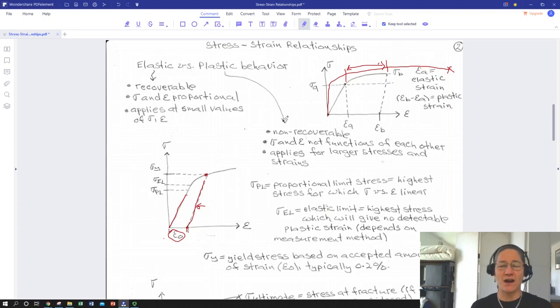Stress and strain are some function of one another. I shouldn't say necessarily, they are functions of one another. We generally don't know what they are. We'll find that function more or less empirically. There are some power law functions. They're certainly not linear functions of one another, generally speaking. And it applies for larger stresses and strains. So I should say they're not linear.